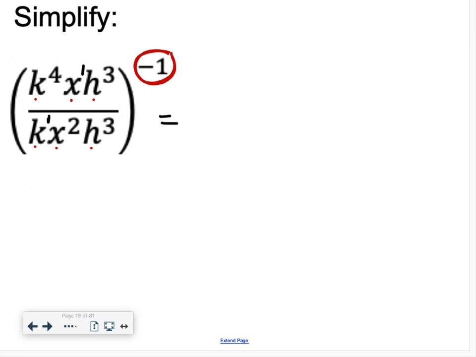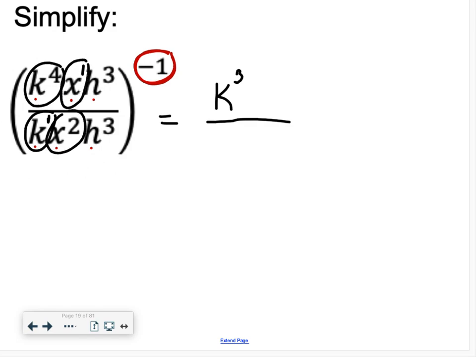So inside the parenthesis, I'm going to talk about my k's first. K to the fourth divided by k to the first. Because I'm dividing, I'm going to subtract those exponents. So I will have k cubed left on top. Okay, then my x's, I have x to the first, and I have division of x squared.